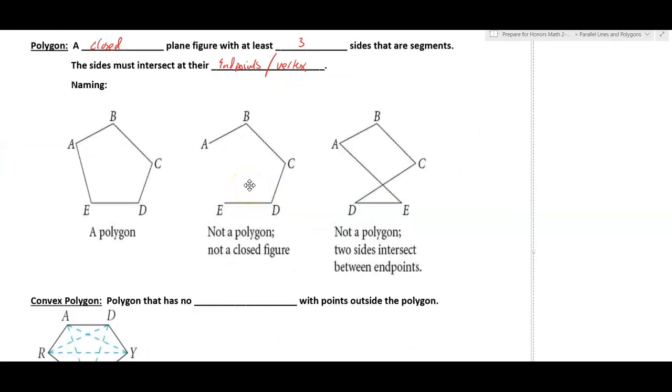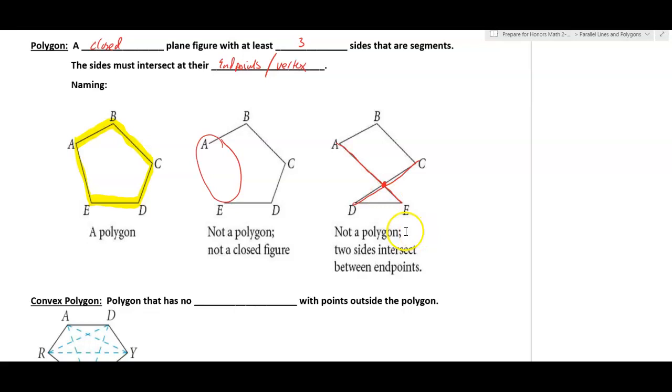Well, if you look at this, this is closed because nothing on the outside can get in. So when we look at it, all of these segments intersect at their endpoints, right? They don't intersect each other within the segment. The second one is not a closed figure because this is open, right? Nothing outside can get in. Now notice here, these two segments do not intersect at their endpoints. They intersect inside the segments. Therefore, that's not a polygon.